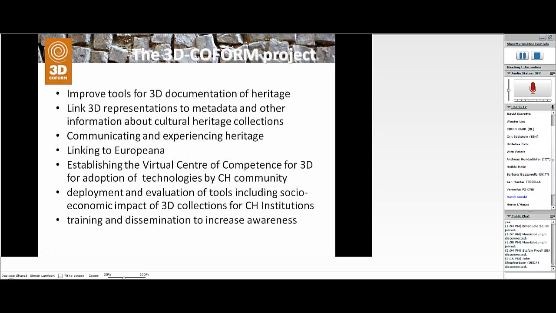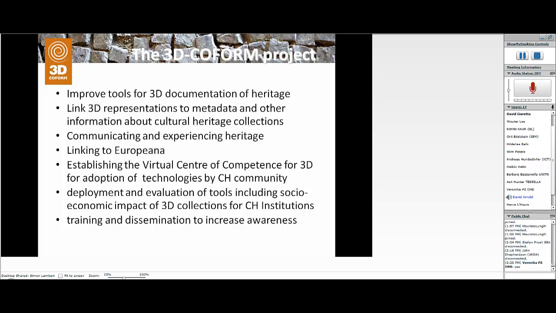Right, you should be able to see the slides now. I made this up big text on black background. Can you see it? I thought it was worth just having something to introduce the project itself, the 3D Coform project, from which the VCC 3D has come.